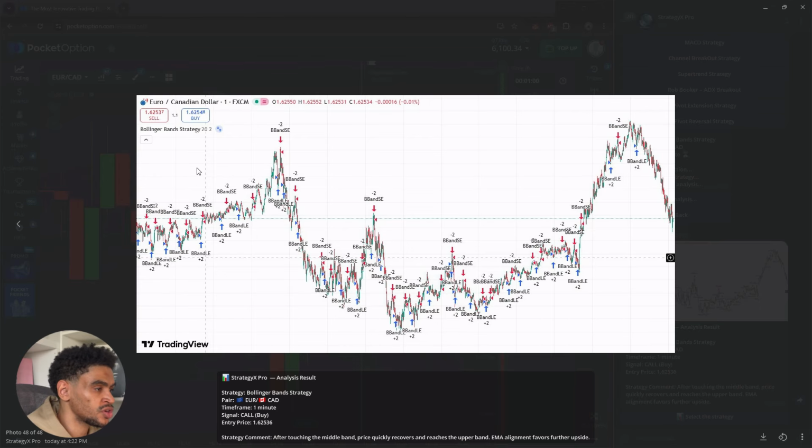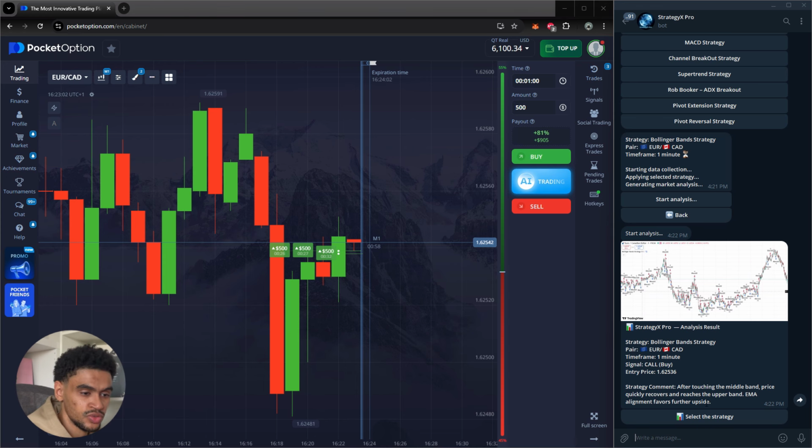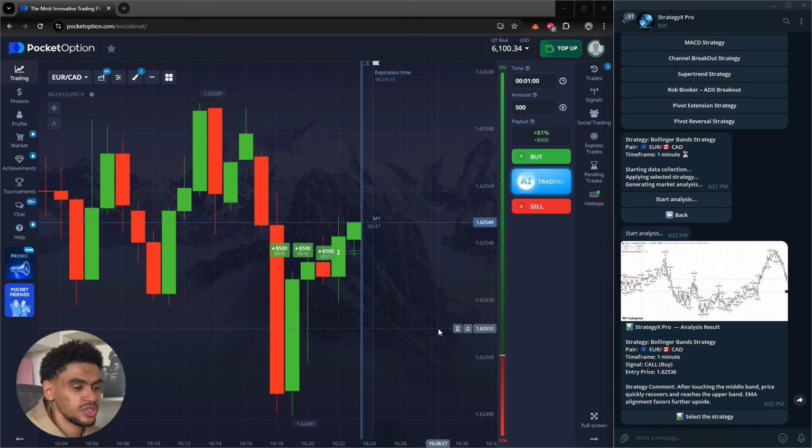You have a chart, you have the strategy applied to it, information is drawn, given to you in a nice and easy to follow form. Strategy comment: after touching the middle band, price quickly recovers and reaches the upper band. EMA alignment favors further upside. You have everything that you need: analysis, screenshot, entry price, everything that you would need.